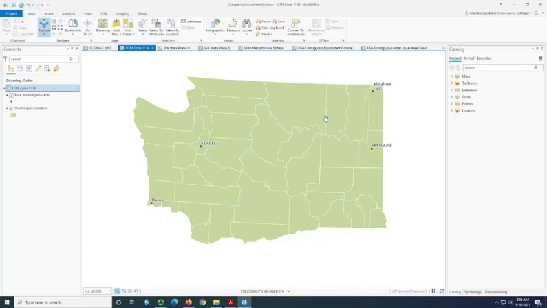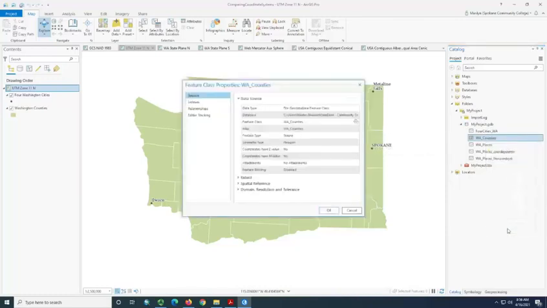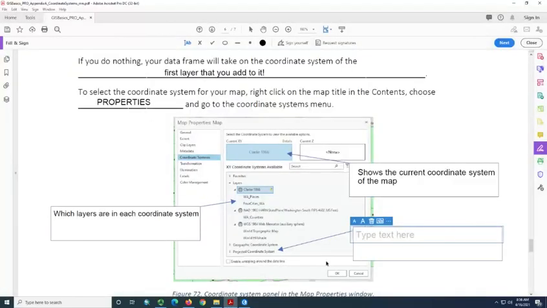So it hasn't changed. If I were to look over here at Washington counties, and I'll show you that in a minute, if I were to right-click on them and go to Properties and look at the spatial reference, they are in State Plane Washington South. So it's still in State Plane Washington South, the data that's stored in my geodatabase, but it's shown on the map in UTM zone 11 North. I'll come back to this. Let's take a few more notes and I'll come back to this.